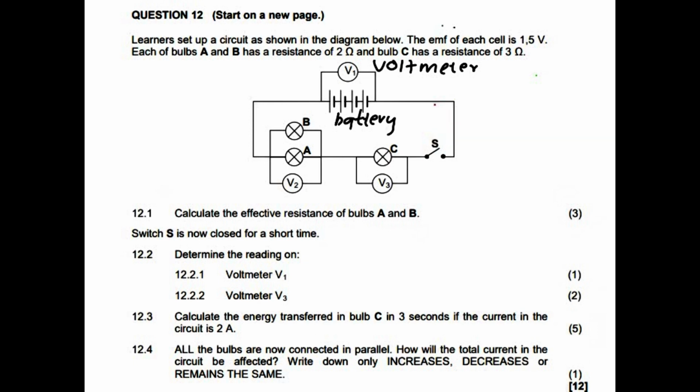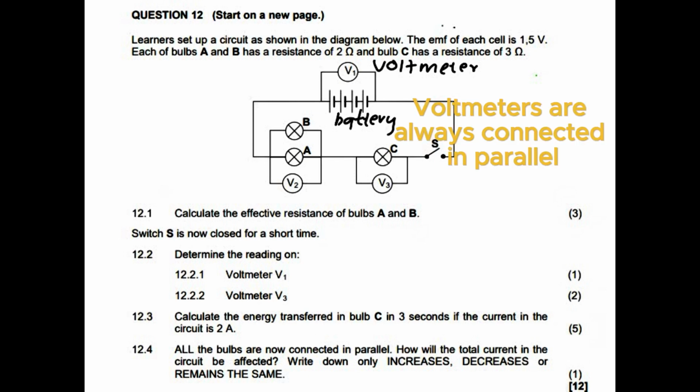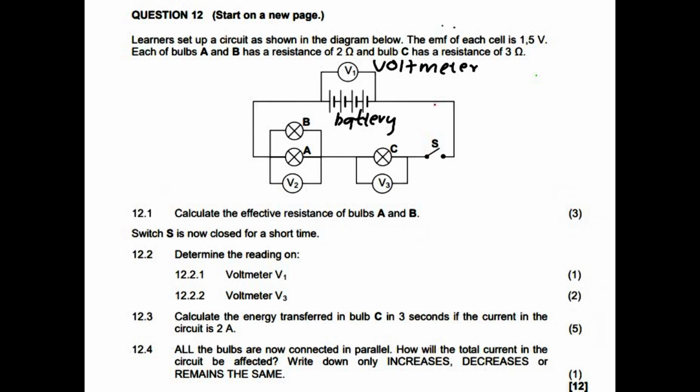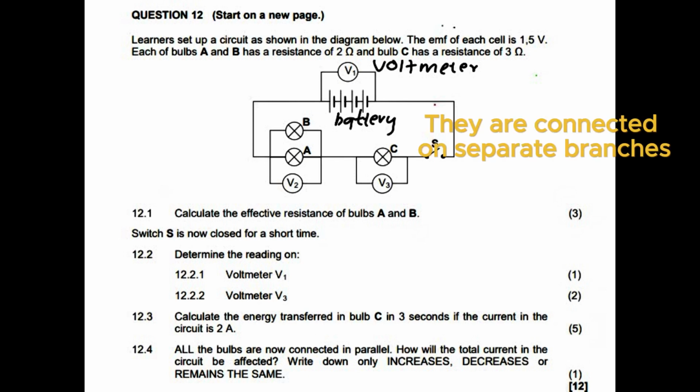It is important to mention that voltmeters are always connected in parallel. So this voltmeter is connected in parallel to this battery. How do you know if a second element is connected in parallel to another circuit element? Two circuit elements or three circuit elements are connected in parallel to each other if they are connected on different branches of the electric circuit.